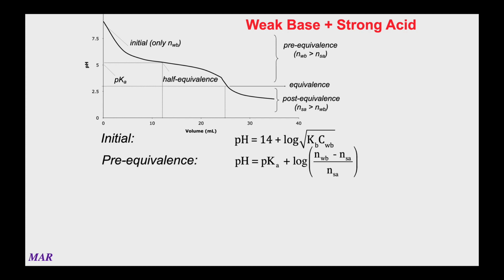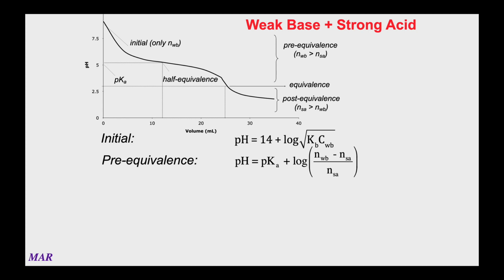Now, in the pre-equivalence region, we're going to use pH equals pKa plus log, a variant of Henderson-Hasselbalch. In Henderson-Hasselbalch, when you add a strong acid, it was NWB minus NSA on top, and on the bottom, you had NWA plus NSA. In a titration, you don't have any NWA. You don't have any moles of weak acid that you start with, so you can just assume that's 0. pH equals pKa plus log moles of weak base on top divided by moles of strong acid on the bottom.